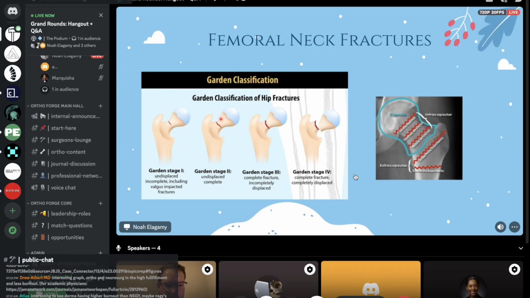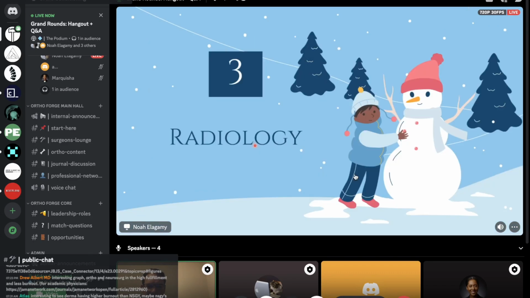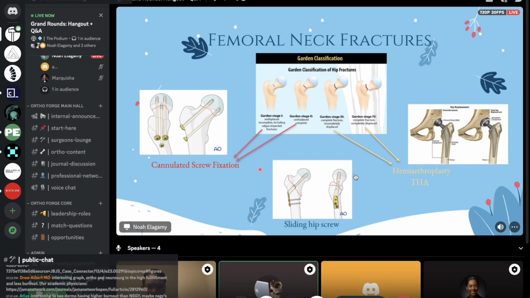arthroplasty option. So with saying that, Noah, why don't you go into kind of the treatment options really quick? Yeah, definitely. So kind of similar to what we were just talking about, I group Garden 1 and 2 together and Garden 3 and 4 together, because exactly like what you were saying, with a Garden 1, because these are typically more stable, you can get away with screw fixation. But with a 2, you need to have a high index of suspicion that it might be an unstable fracture.